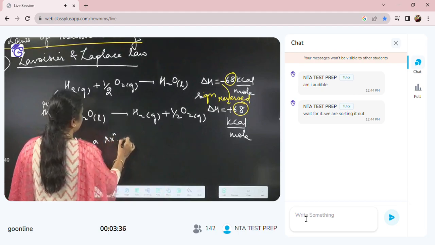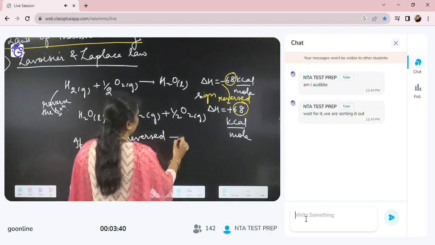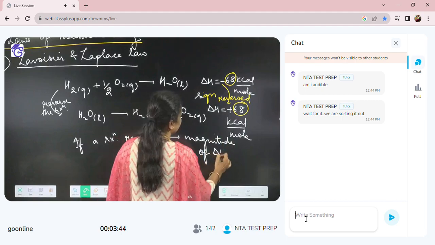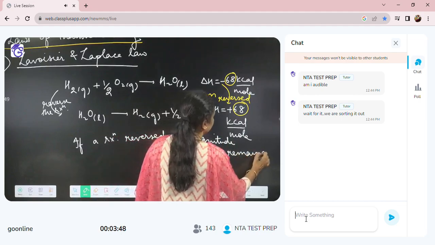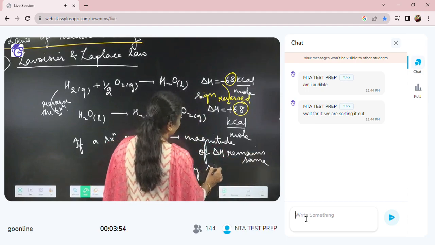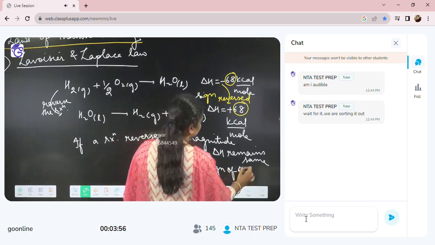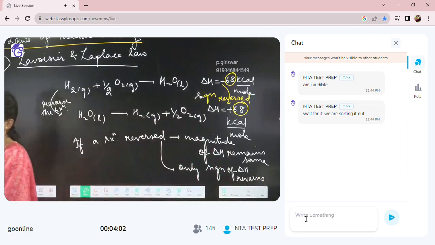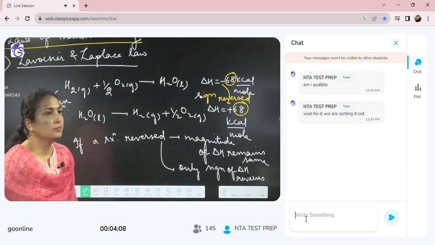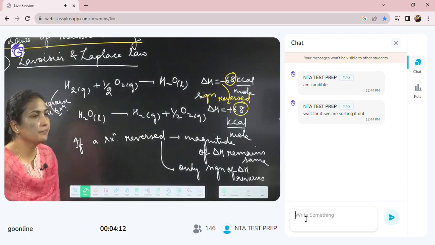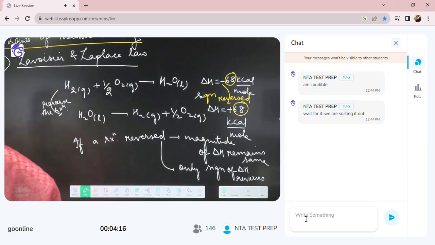So if a reaction is reversed, then the magnitude of delta H remains same. Only the sign of delta H reverses. That's what is Lavoisier and Laplace law. Is there any doubt in this? It is a very simple law. Simply reverse the reaction, reverse the sign of delta H. Okay. Can we proceed further in case you have written it down?